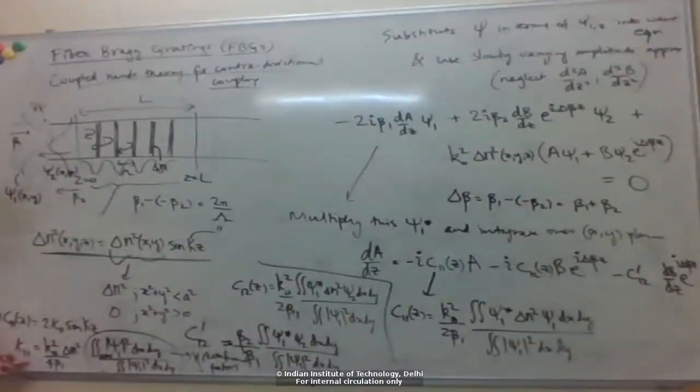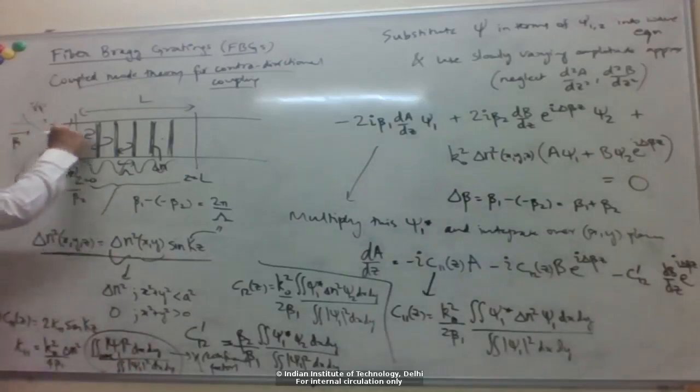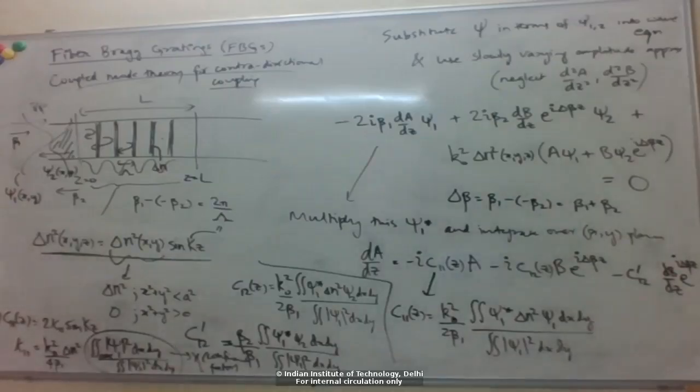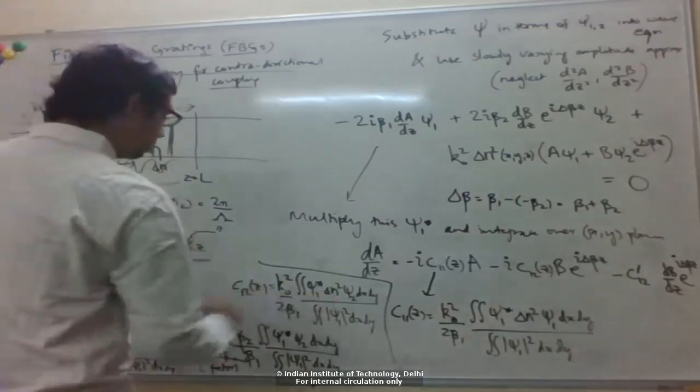So you can see that this coupling coefficient kappa 11 depends on how much the index change is, delta n square, and the confinement factor, because only the part of the mode which is in the core is experiencing this Bragg coupling. So that confinement factor comes into the picture. Okay, so similarly, C11 has this sinusoidal form. Similarly, C12 will also have a sinusoidal form.